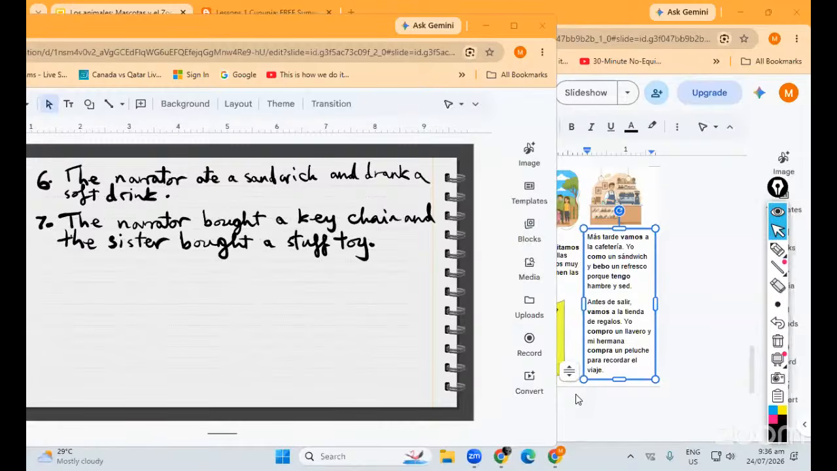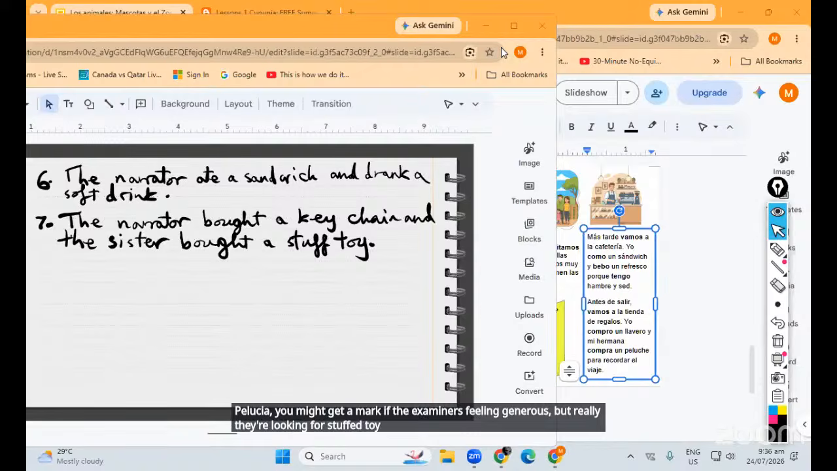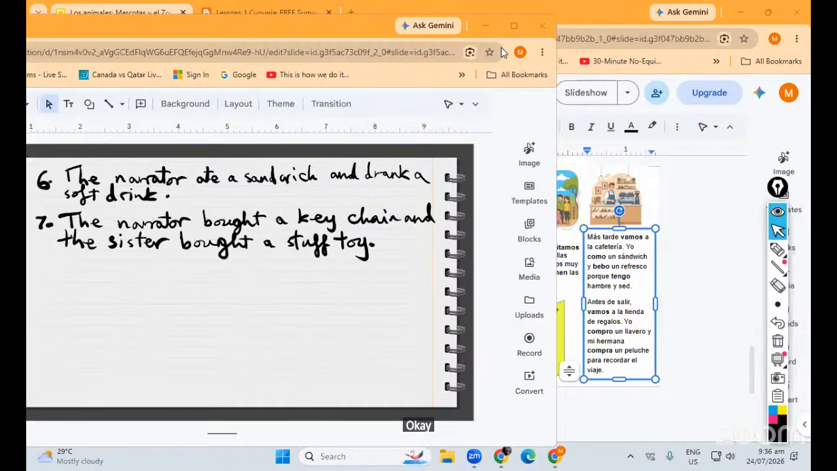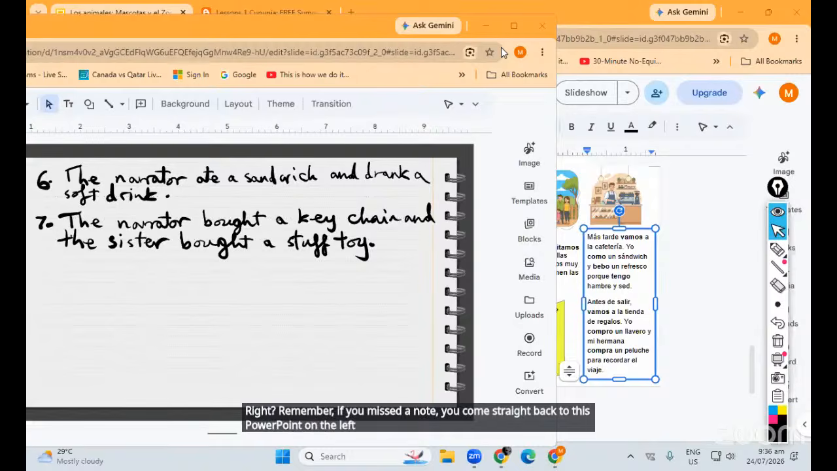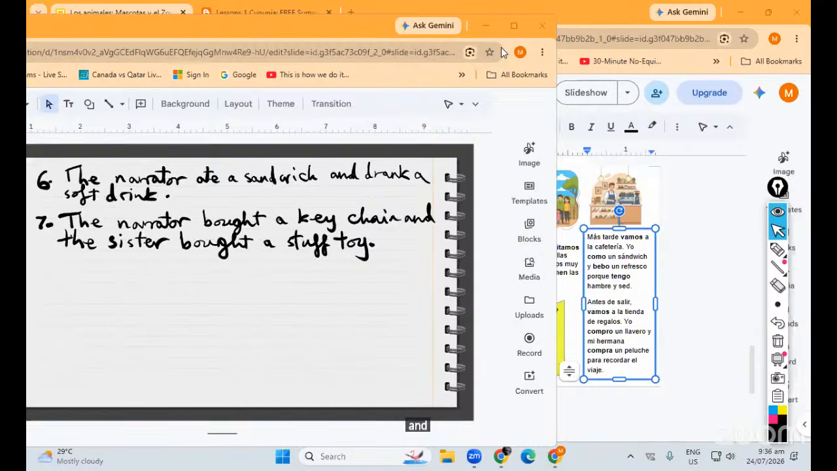Now, if you say a toy for the peluche, to translate peluche, you might get a mark if the examiner is feeling generous, but really they're looking for stuffed toy, right? Okay, so we don't seem to have any questions. So let's talk about vocabulary, right? Remember, if you missed a note, you come straight back to this PowerPoint on the left and you will get everything you missed there, right?